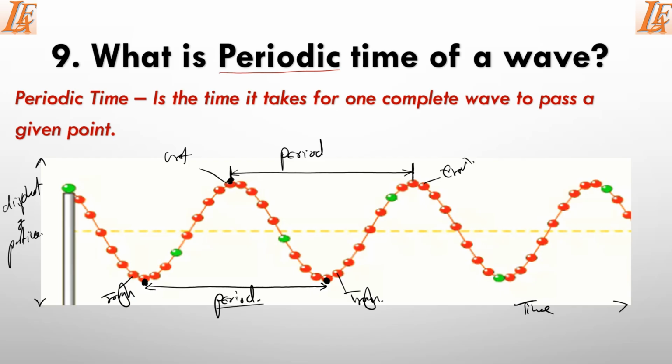Now you need to distinguish between periodic time and wavelength. For wavelength, we had a graph or a wave train of displacement against distance. But in periodic time, we have a wave train of displacement against time. So if you have time on the horizontal axis here, then the time from crest to crest or trough to trough is what we call a period. But if you have distance down here, then the distance from crest to crest or trough to trough will be the wavelength. So that's the main difference.